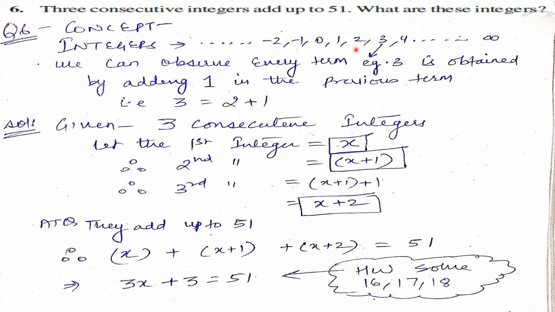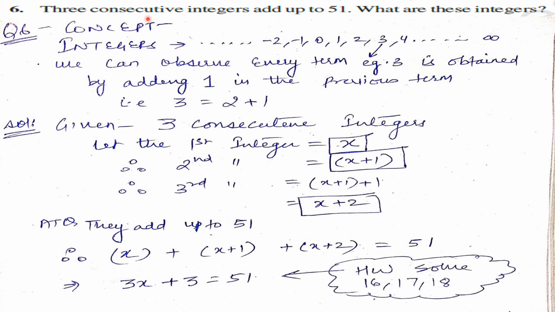You can see that the second term is obtained by adding 1 to the first term. The third term is obtained by adding 1 to the second term. You can say 3 is 2 plus 1, 4 is 3 plus 1. So if this is x, the second term is x plus 1, the third term is x plus 2, and so on. So this is the basis of this question. Again, this is the concept. If you want, you can write it; if you don't want, no need. Just for your understanding, I have written this over here.